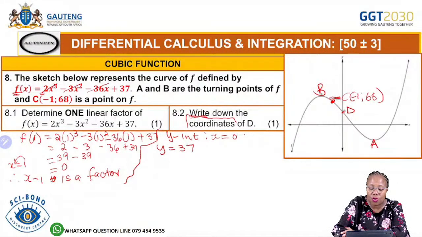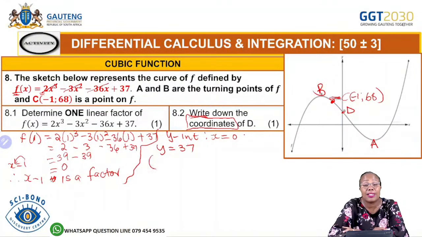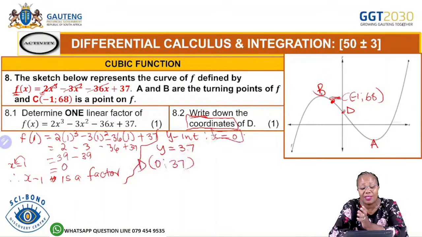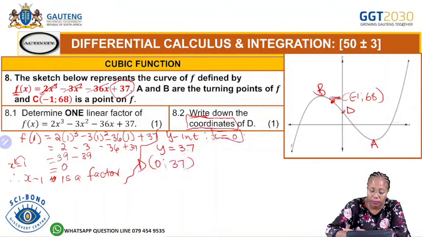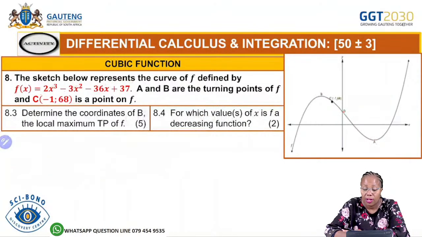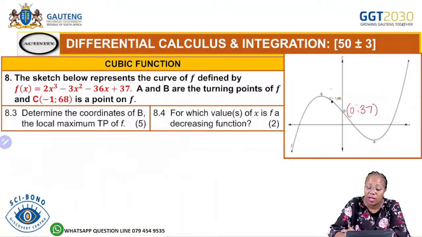Because they need this in coordinate form, we are going to write it as x and y. What is our x? x is 0, and then the y is 37. Those are the coordinates of point D. That is why they say write down the coordinates. You can just determine that from there and go straight to the answer. Remember, we have calculated that D is (0; 37). There are the coordinates of D, and then we have C, B, and A there.